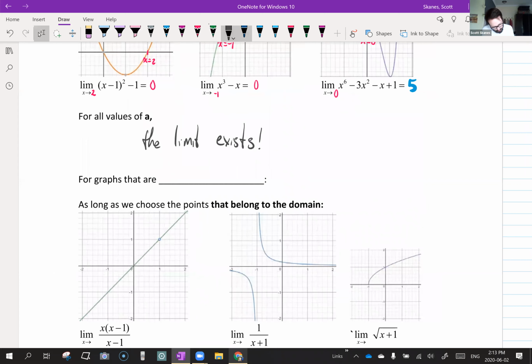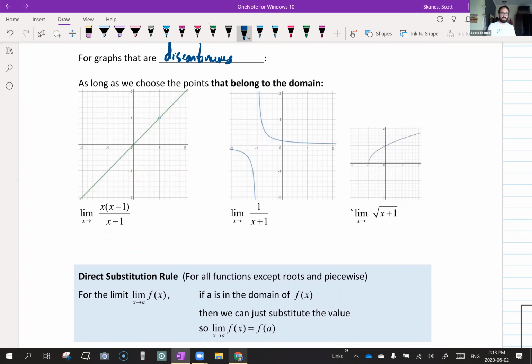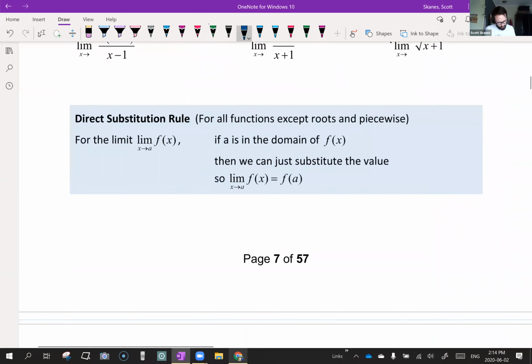For graphs that are discontinuous, which means not continuous, it will have a function as long as we choose points that belong to the domain. So it says as long as we choose points that belong to the domain, the limit will exist. What that means is as long as we're not dividing by 0 or something, we're going to be okay. I'm going to skip the graphs here because it's not helpful. I want to get to the more important stuff, so don't worry too much about those graphs. They'll become clear soon. I just want to make sure you see this.